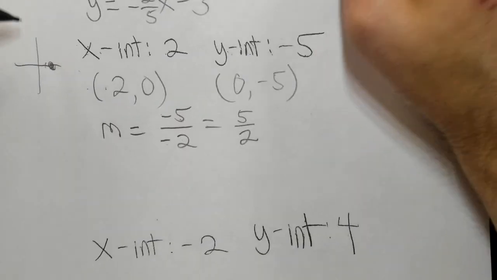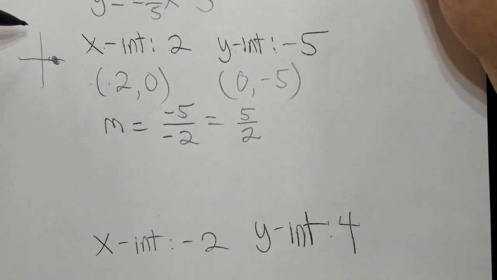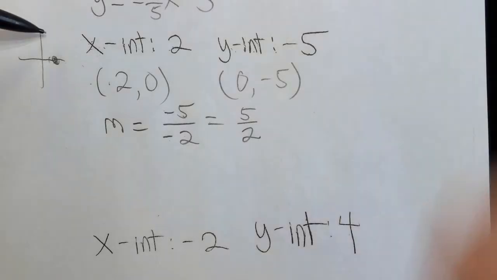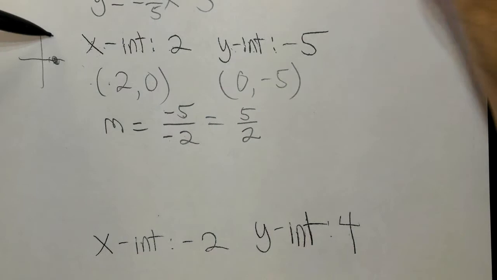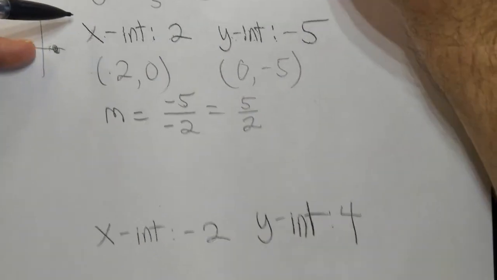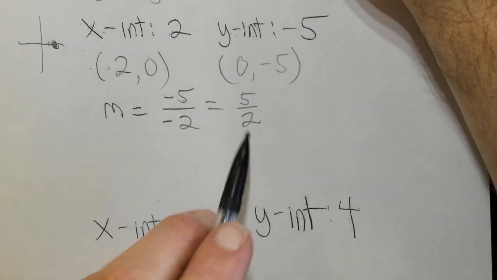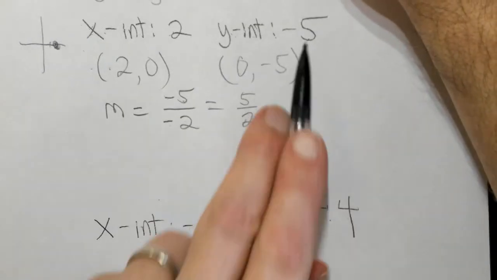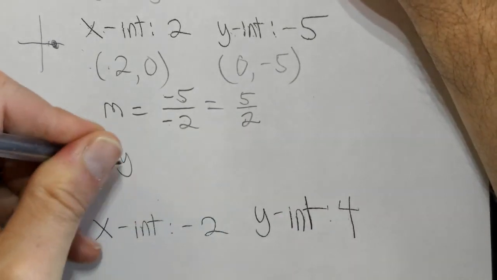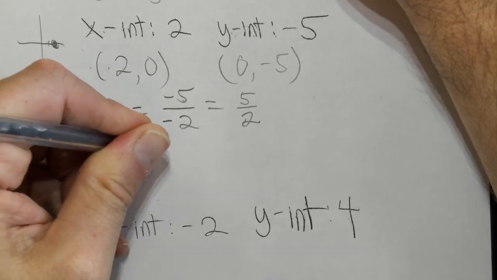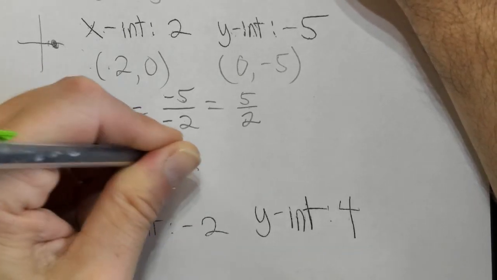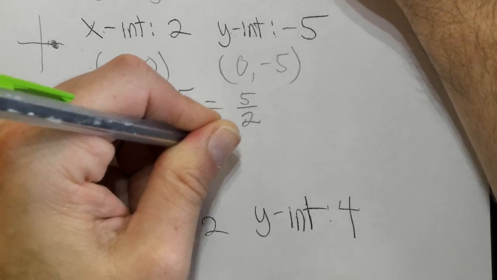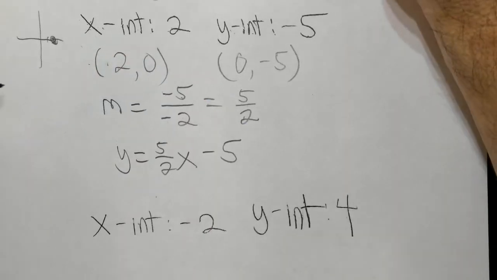Now, all we have to do at this point is write the answer. We don't have to go through point-slope form. Now, you can if you want to. You'll get the same answer. But remember, what do we need to write the equation of the line? We need the slope and we need the y-intercept. Well, we have both of those things right now. So my answer is y equals 5 over 2 x and then -5. And then there's your answer.